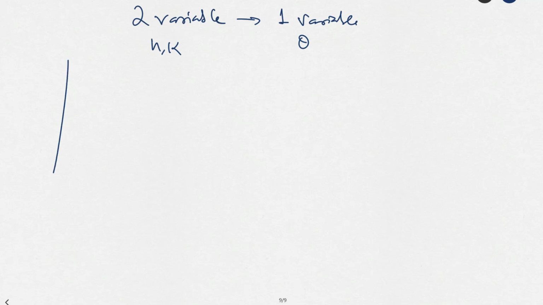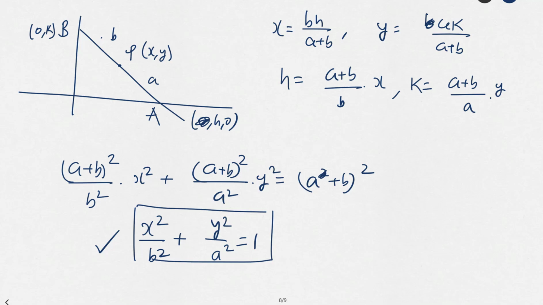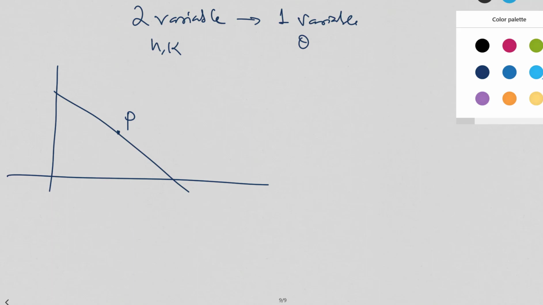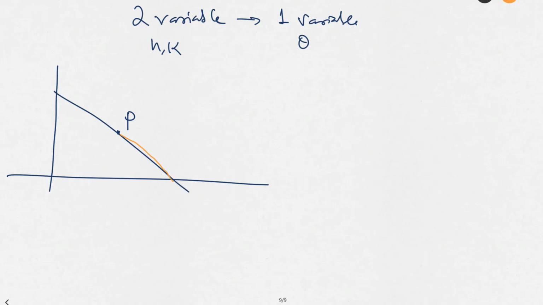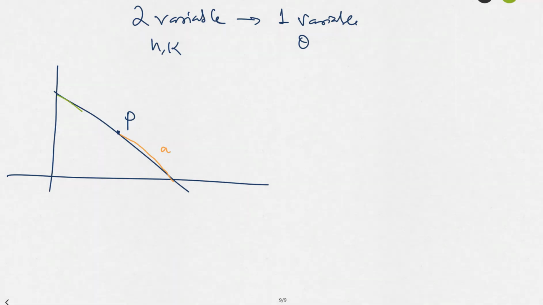There is another way to solve it. Instead of taking two variables, you can just use one variable. The variables were h and k. Let's take theta, because this line is sliding, right? And the angle is involved. Let's try to solve that. I hope I won't do the same mistake again. This segment is a, the other segment is b.